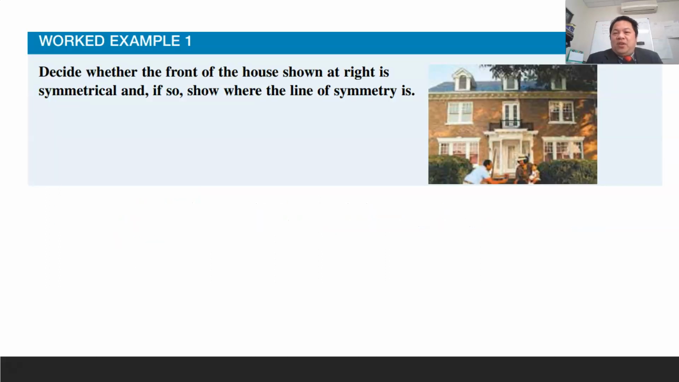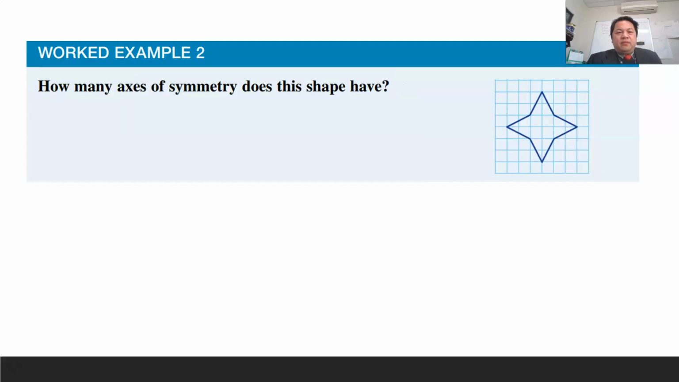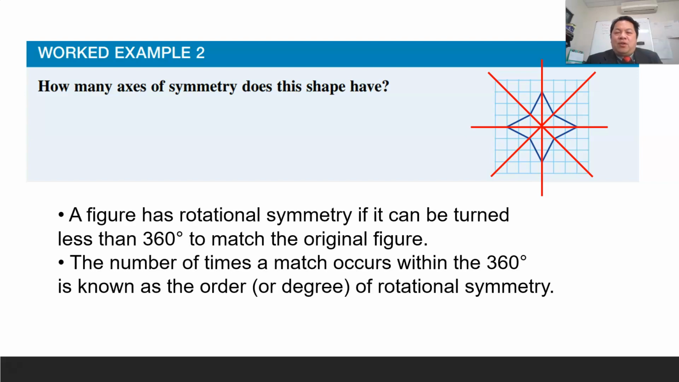Look at this interesting building here. They ask us to show where the line of symmetry is. Of course, it is right in the middle here, so this is a symmetrical building. They ask how many axes of symmetry this shape has. When we put a line there, both sides are equal; another line, both sides are equal; another line, another line. When you count the number of lines, it's actually 4 lines. That's why it's called 4 axes of symmetry.